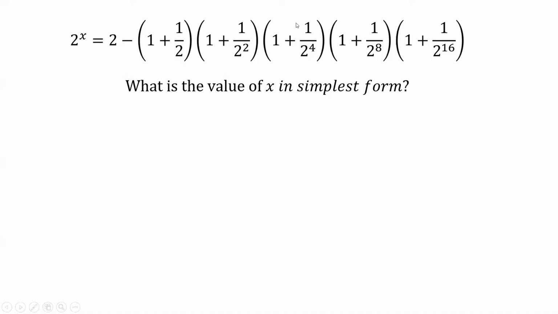We are given an exponent equation where 2 to the power x is equal to 2 minus, and then within parentheses we have a product of terms: 1 plus half, multiplied by 1 plus 1 by 2 square, multiplied by 1 plus 1 by 2 to the power 4, and this continues up to 1 plus 1 by 2 to the power 16. And we are asked to find the value of x in simplest form.